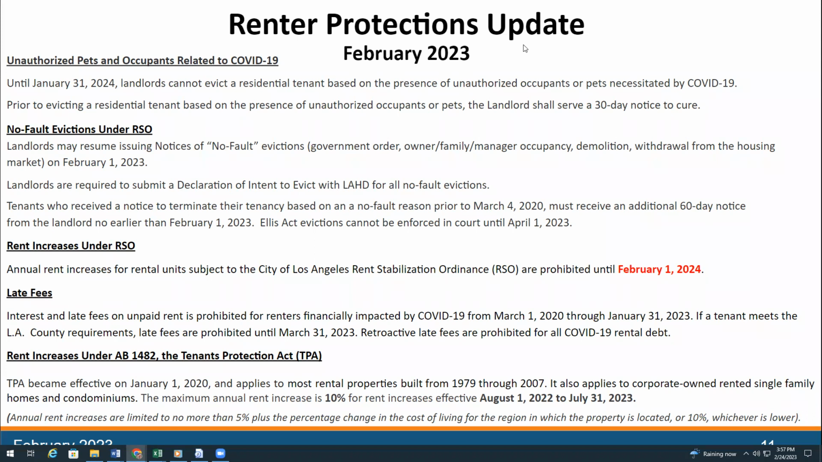So if the requirements are met for the property profile in the rental unit, for these units that they're not subject to the RSO, but rather to the TPA, AB 1482, then the maximum annual rent increase is 10% for the rent increases that would go into effect between August 1st, 2022 through July 31st, 2023. Now, it's important to bear in mind that these percentages may change every year depending on the cost of living, and they will be published so that you are aware prior to the issuance of notice as a landlord, or if a tenant is concerned, they may have received an increase that exceeds the cap. But at no point can it exceed that 10%.